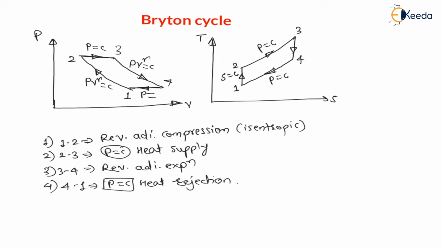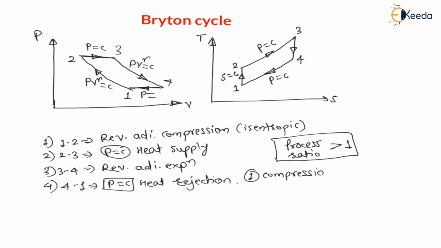Now my dear students, let us define the various process ratios. Any process ratio, as we defined in the IC engine topic, is always more than 1. There are three types of process ratios in the Brayton cycle. The very first is the compression ratio, represented by RK, as in the IC engine. The compression ratio is the volume at the start of compression divided by the volume at the end of compression, that is V1 divided by V2.